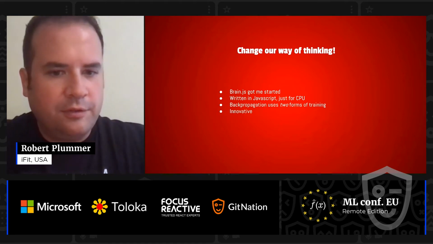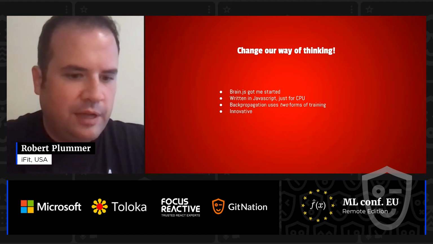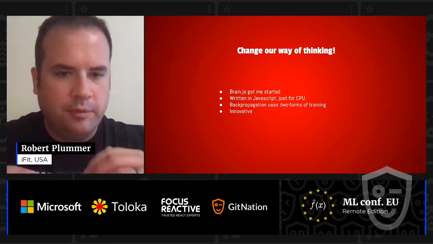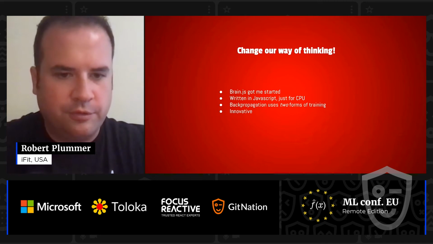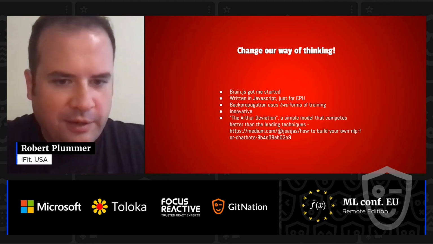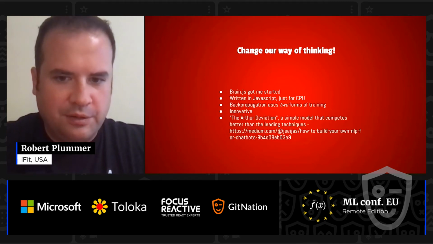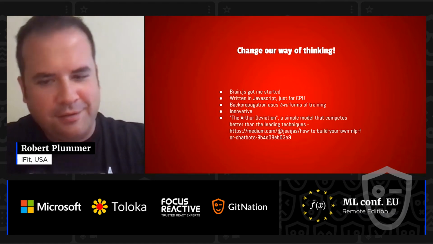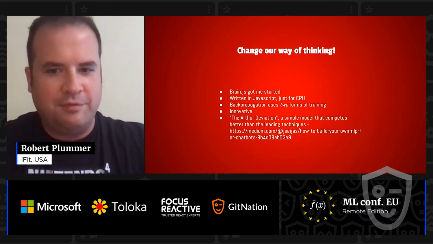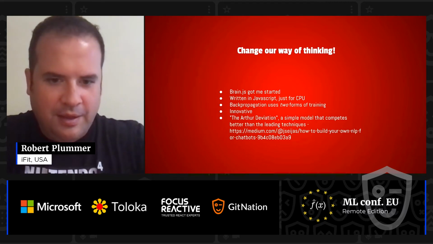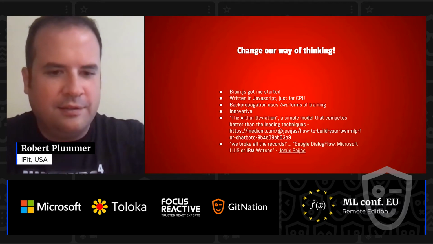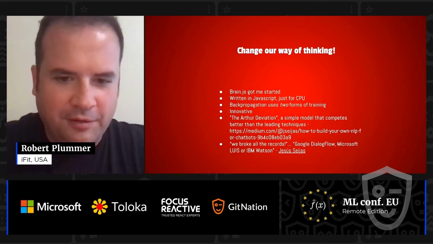And to me, that was super innovative. I'd never seen anybody do that before. Backpropagating using 2 different forms of training. And I actually went ahead and named it the Arthur deviation because it deserved more credit than it was given. In fact, this fellow here, Jesus Siajes, I think is his name. I probably am pronouncing that incorrectly.